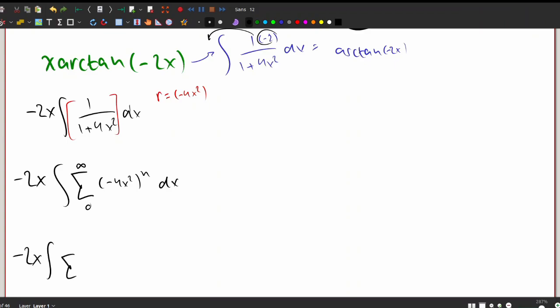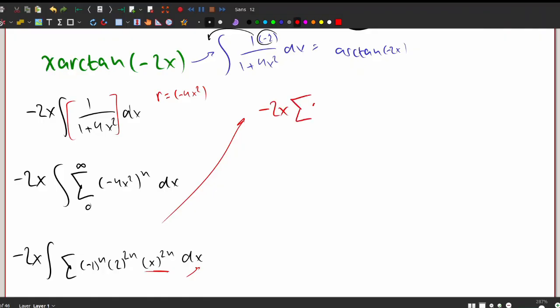-2x integral of the sum, (-1) to the n. 4 I'm going to write as 2 squared, so it becomes 2 to the 2n, and x squared to the n, so x to the 2n as well. Integral with respect to x. Now I'm going to integrate. Remember, when I'm integrating, the only thing that matters is the term that has x, because I'm integrating with respect to x. So let's rewrite this.